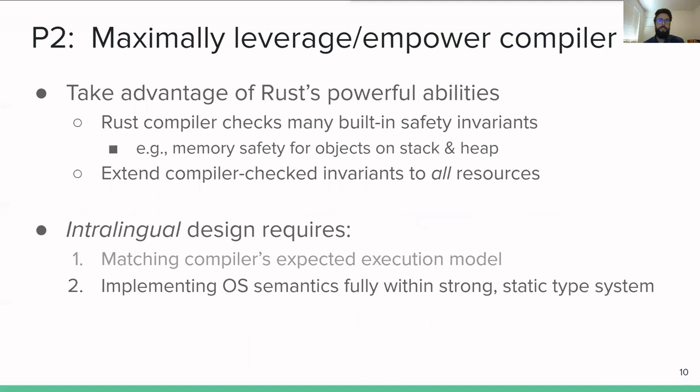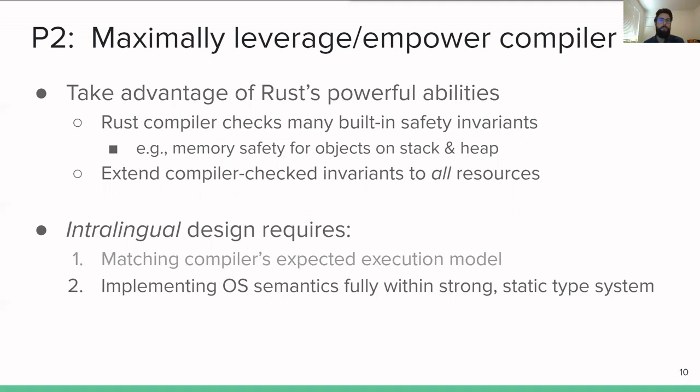Theseus' second design principle is to leverage the power of language by enabling the compiler to check safety and correctness invariants to the fullest extent possible. Now, Rust already provides a variety of invariants and built-in rules to ensure safety, such as its ownership model and borrow checker, that ensure the lifetimes of references or aliases don't exceed the lifetime of the object they refer to. For example, the Rust compiler can check for memory-safe usage of objects on the stack and heap because it has a priori knowledge of those. We strive to extend these compiler checks to all OS resources, such as arbitrary memory regions, tasks, devices, and more.